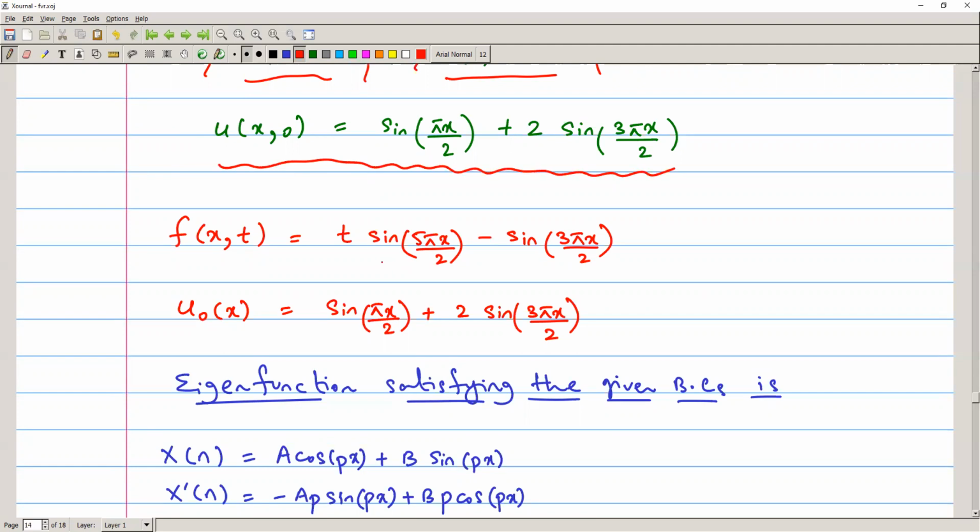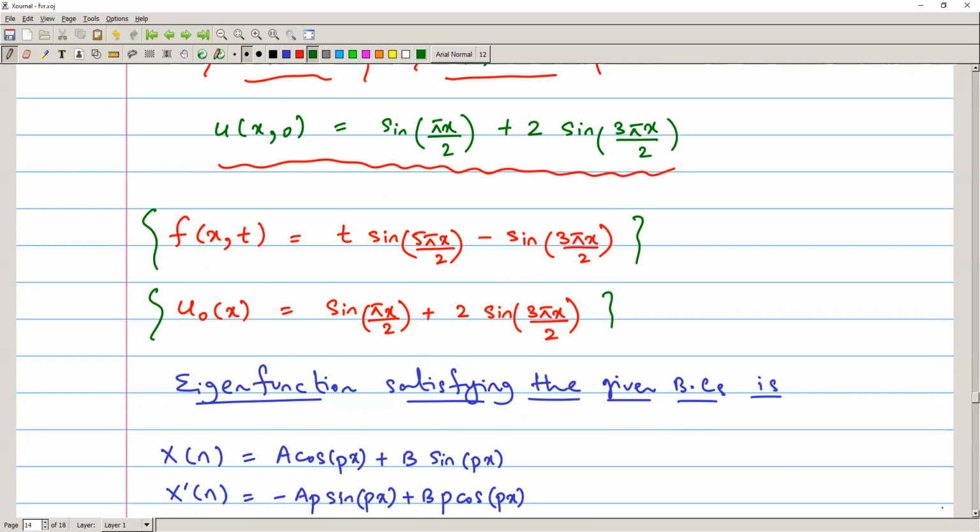We can see the initial condition, and f of x t is equal to t sine 5 pi x over 2 minus sine t pi x over 2. u naught x, that is the initial condition, is equal to sine pi x over 2 plus 2 sine 3 pi x over 2, right?